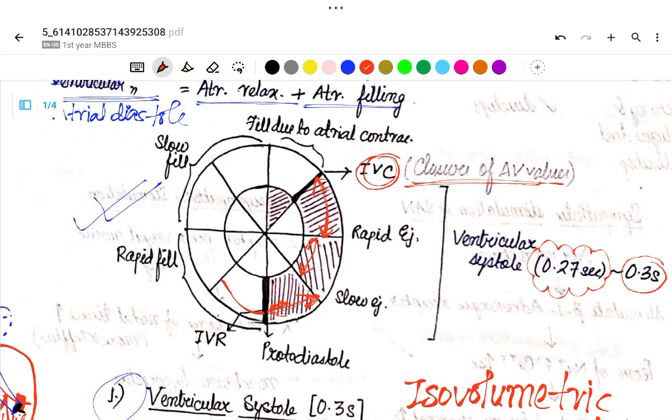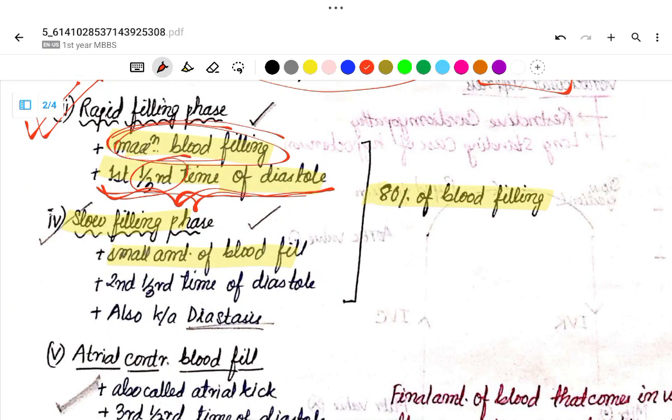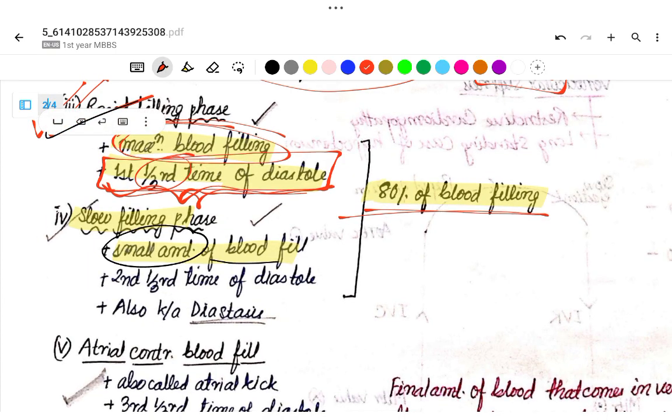Look, here isovolumetric relaxation starts. This is the rapid filling phase, then the slow filling phase, and this is the filling due to atrial contraction. We'll see that. The rapid filling phase is the maximum blood filling, in the first one third of the time of diastole. 80% of blood fills in the rapid filling and slow filling phases.